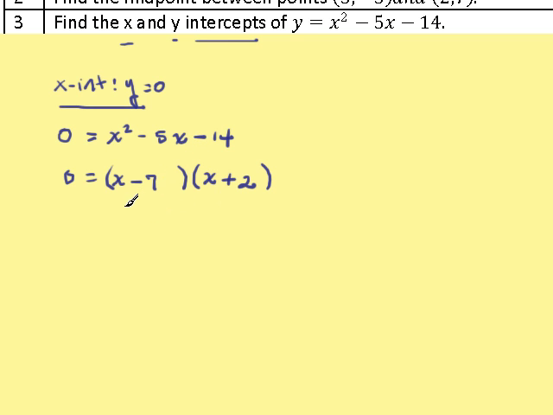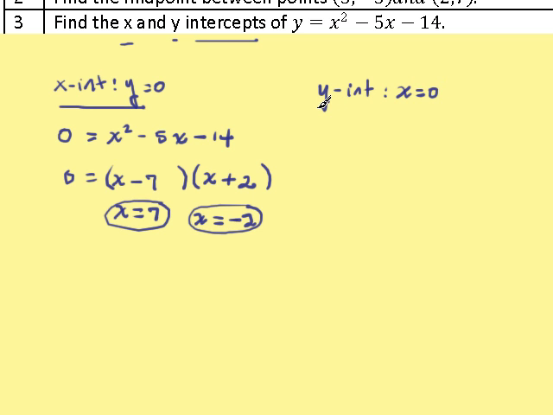Setting each factor equal to 0, we get from the first the solution x equals 7. That's one x-intercept. And from the second, x is equal to negative 2. So that's the second x-intercept. So those are the two x-intercepts. Now to find the y-intercept, we set x equal to 0 in this equation. So we have y is equal to 0 squared minus 5 times 0 minus 14. And that's just y is equal to minus 14.